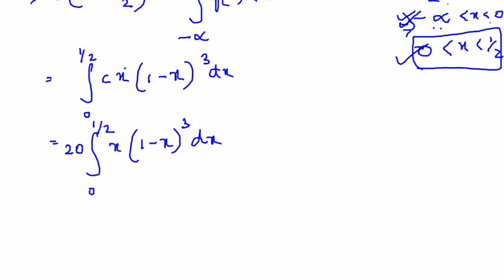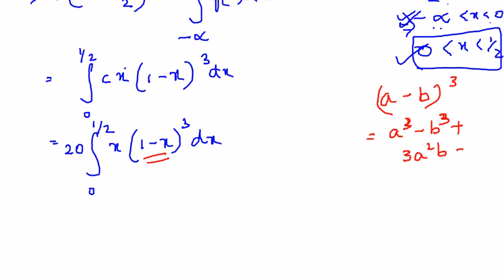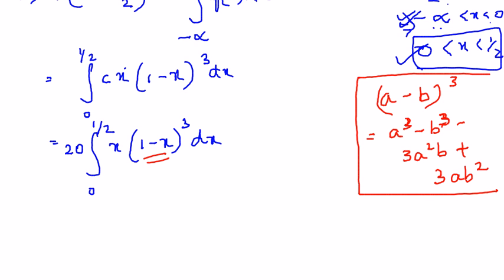Instead of that, I'm going to use the formula for a minus b the whole cube. For this 1 minus x the whole cube, what is the formula for a minus b the whole cube? So this is a formula you'll have to remember. A minus b the whole cube is a cube minus b cube minus 3a squared b plus 3ab squared.